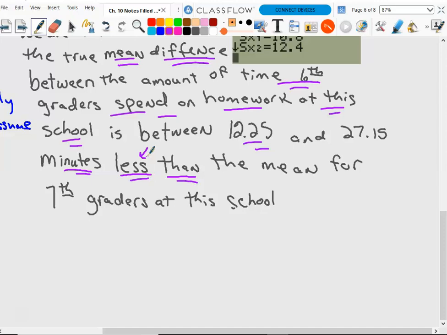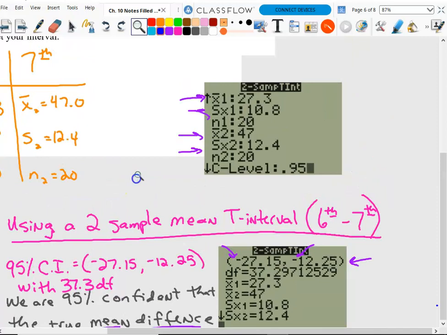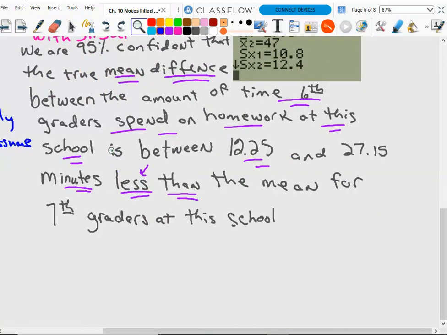If I would have done it the other way, if I would have switched these and plugged 7th graders in first, like I said, my interval would be positive, and my communication would have been 7th graders more than 6th graders. And it doesn't matter. But again, talking about the mean is pretty important. Each subgroup, pretty important. Population of interest, pretty important. And again, like I said, this becomes an English class.